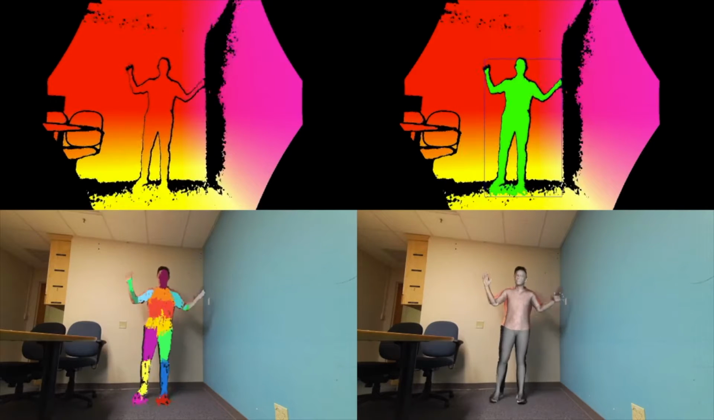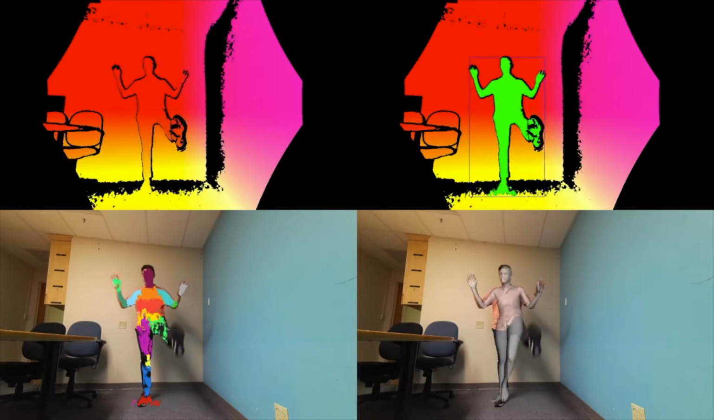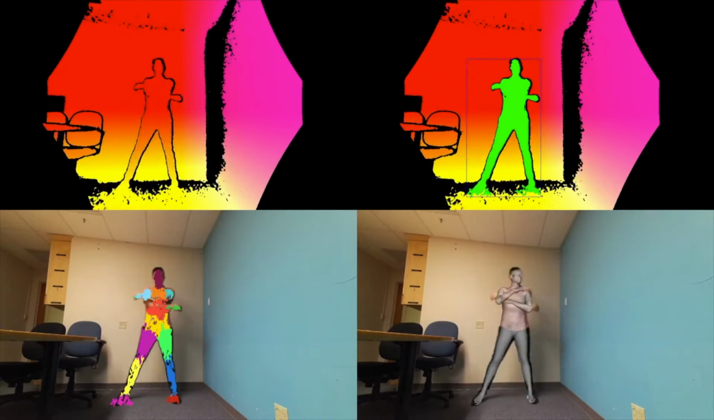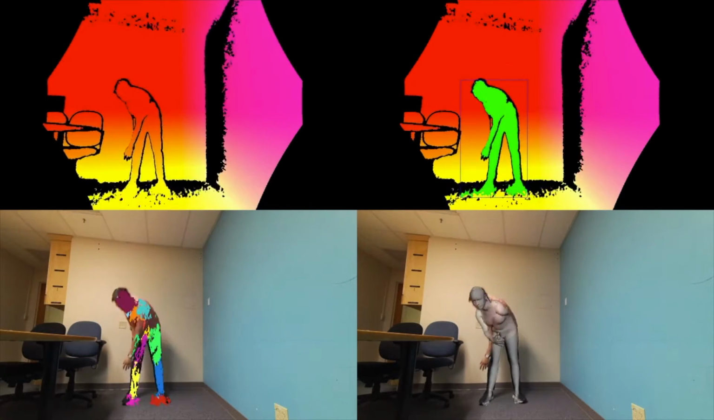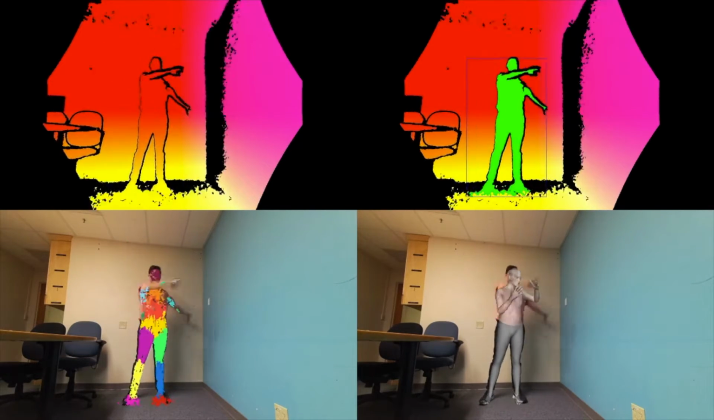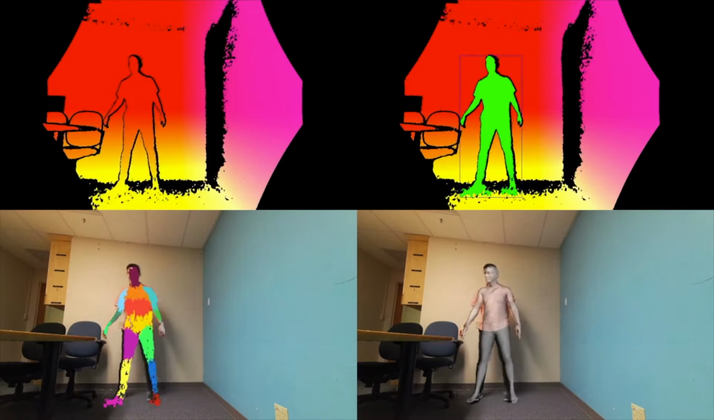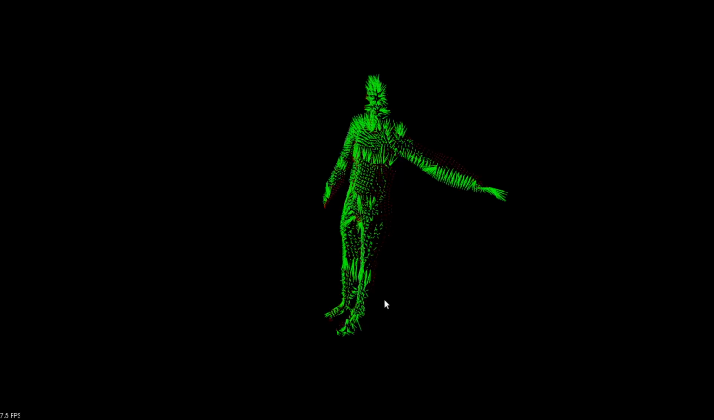At a high level, our system processes one frame from the depth sensor at a time. For each frame, after performing basic background subtraction, we segment the input image into a set of body part point clouds using a random forest. The body model is then initialized with the pose and shape from the previous frame and optimized part by part.